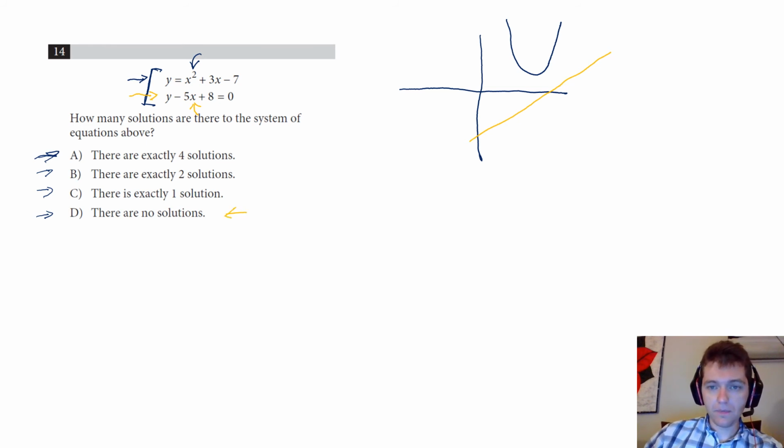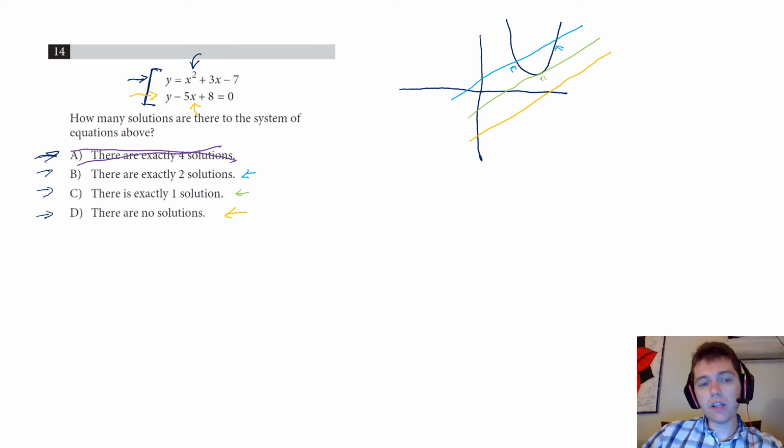There's no solutions. Let's say that this line looked something like this, where it intersects at one point. That would be exactly one solution. Let's say instead this line looked like this. That would be an intersection at 2 points, and that would be exactly 2 solutions. Now, because we're dealing with a line and a parabola, there's no way for this to intersect more than 2 times. So a line and a parabola cannot intersect more than 2 times. So there's no way for A to be correct starting off.